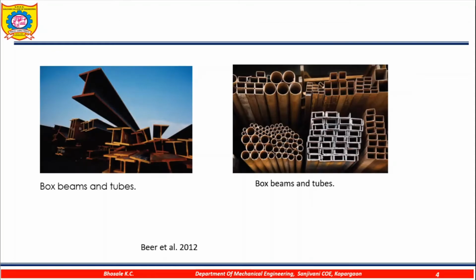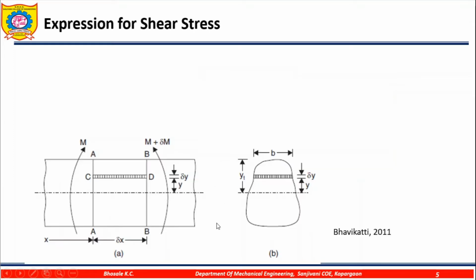In many engineering applications, we can observe that these cross sections of beams are used, like the I section, the hollow rectangular section, and the hollow circular section. For these beams, we have to find out the moment of inertia and then the shear stress at these points of the sections. So we will derive the expression for the shear stress.